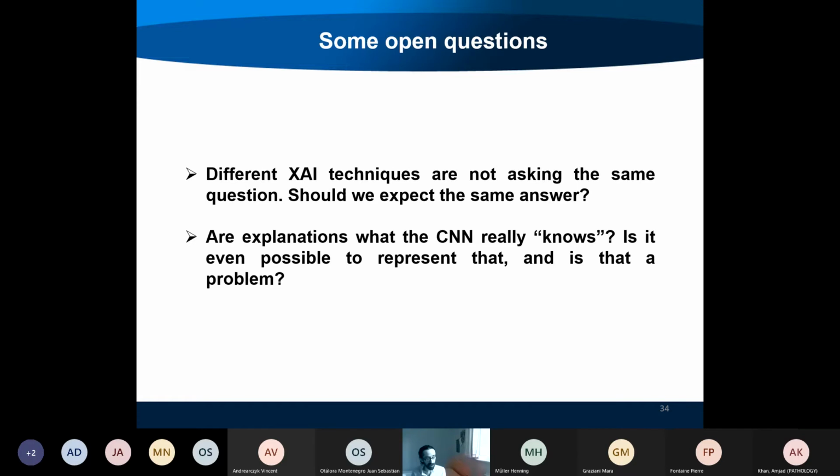Maybe the different questions will highlight different things, and maybe that's not bad, right? Maybe we need to use all of these techniques together to try and understand the most we can about a model and about what a model is doing. But also, are any of these things that we are generating what the CNN knows, right? Because that's the idea, right? How do we know that this is what it really learned?